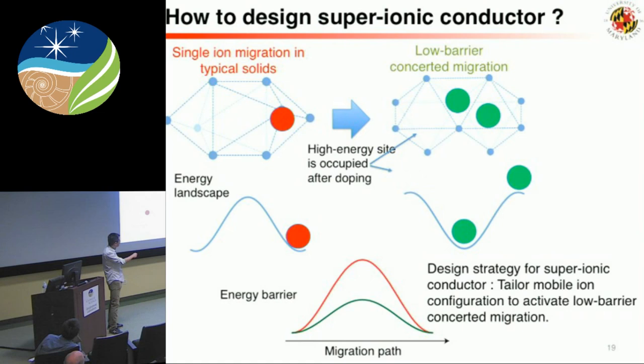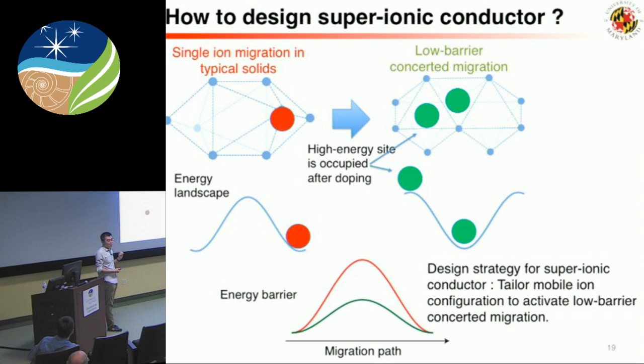So on the left, we show what happens in typical solids. You basically have one lithium ion moving, and then it gets over your barrier. But in the lithium superionic conductor, because lithium occupies the high energy site, they may move concertedly. So there's one that helps push you, to give you some boost. So actually that gives you a low energy barrier.